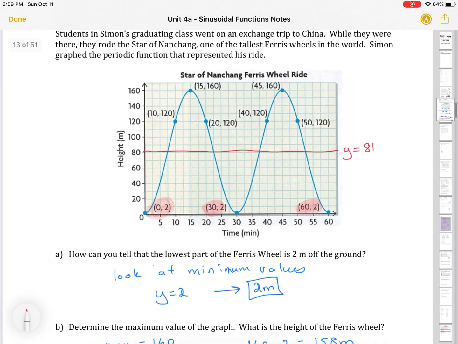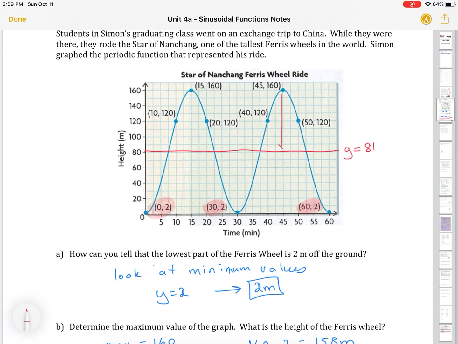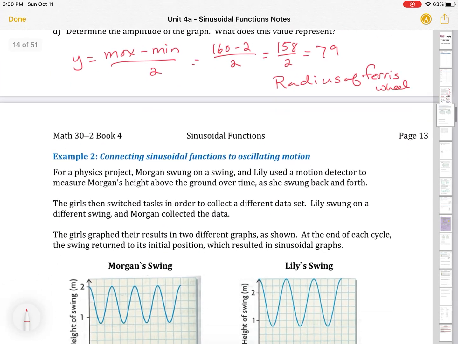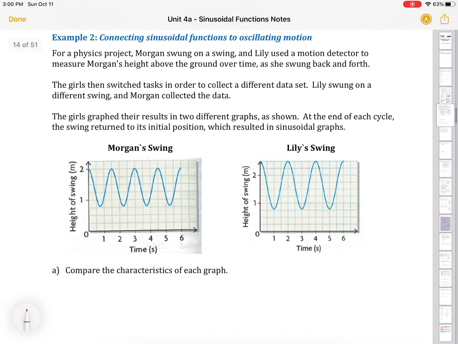So if we look at this on our graph, from here to here is equal to 79 meters, and from here to here equals 79 meters. Okay? Alrighty. So that's a little bit of an exploration of that particular Ferris wheel. There are other situations, however, where we have sinusoidal functions and where we can use these measurements and calculations.